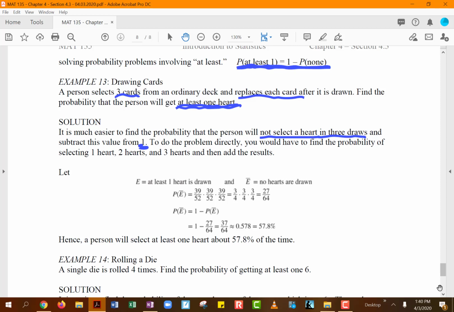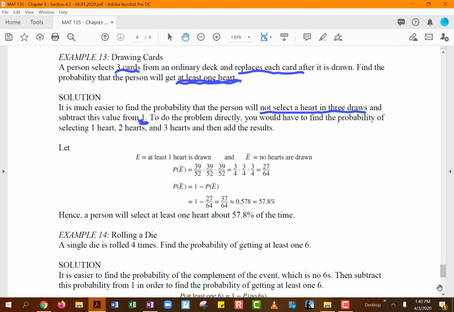Okay, so they are saying that to do the problem directly, you would have to find the probability of selecting 1 heart, 2 hearts, 3 hearts, and then add the results. So the event E itself, the main event, is drawing at least 1 heart. And its complementary event, E bar, is that you're not drawing any hearts. So let's look at the probability of not drawing any hearts. That's the probability of the complement.